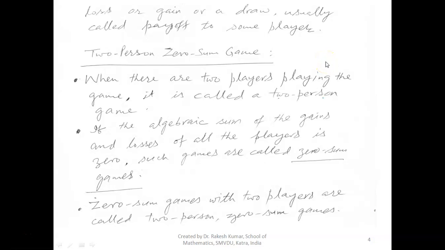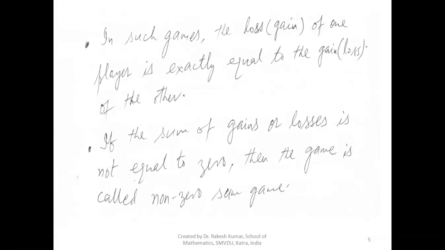Now, two-person zero-sum game. When there are two players playing the game, it is called a two-person game. If the algebraic sum of the gains and losses of all the players is zero, such games are called zero-sum games. Zero-sum games with two players are called two-person zero-sum games. In such games, the loss or gain of one player is exactly equal to the gain or loss of the other. If the sum of gains or losses is not equal to zero, then the game is called a non-zero sum game.